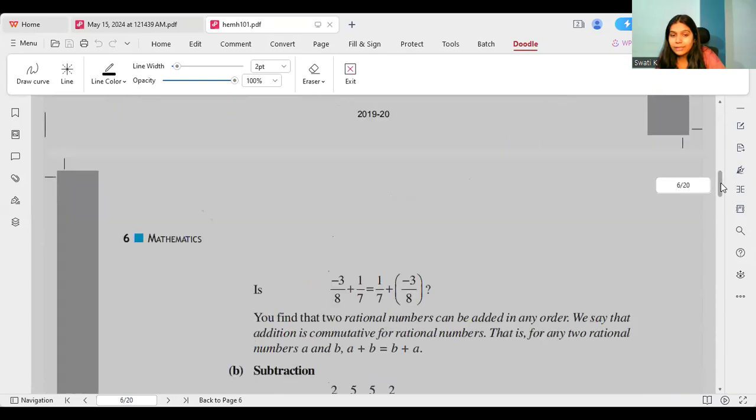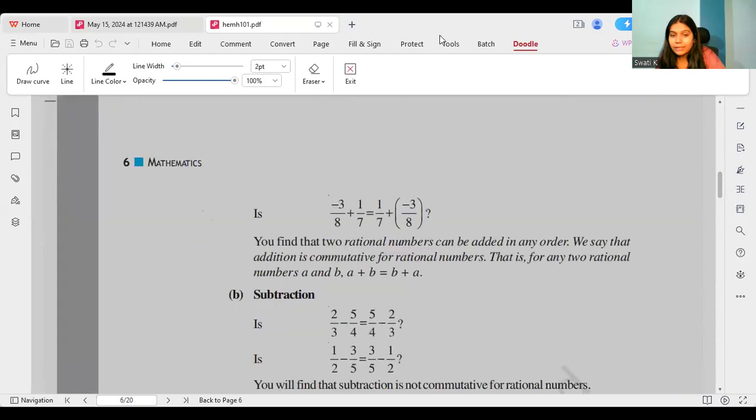Now let us go to the next. So I'll just write down this here. So they're saying, is this also the same answer? You check this if you know how to solve it and find out the answer. So you find that the two rational numbers can be added in any order, right? This way or the other way. So we say that addition is commutative for rational numbers. That is, for any two rational numbers a and b, a plus b will be same as b plus a. So for integers and rational numbers, addition is commutative.